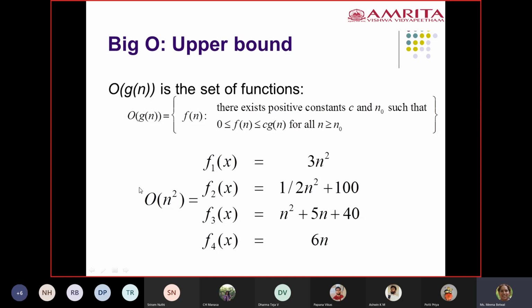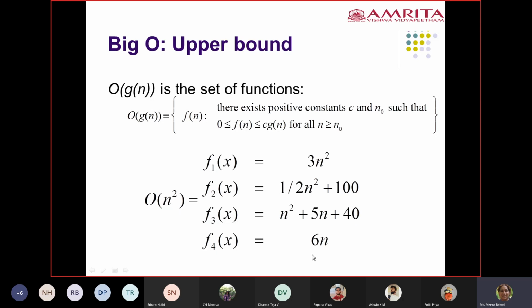The answer is going to be yes, right? So if f1(n) is 3n square, I am able to find a c and n0 such that this condition is satisfied, so 3n square is going to be O of n square. It is half n square, not 1 by 2n square, half n square plus 100. This is n square plus 5n plus 40. You know that it is O of n square.